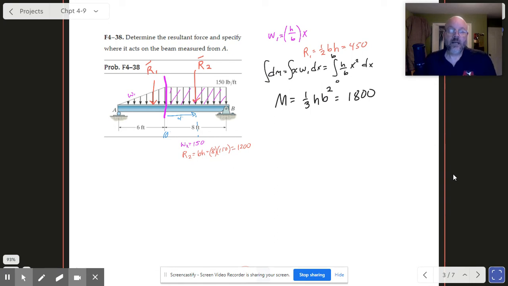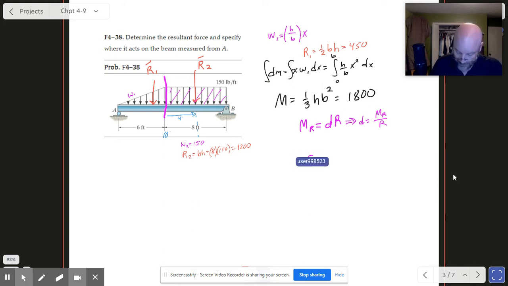Now, to locate it, we're going to use the trick we did before, where we said that the resultant moment was some distance times R. That means that distance is the moment divided by the magnitude of the force. But now let me use our generic expressions. So that distance is the moment, 1/3 h b squared, divided by R, which was 1/2 h times b.